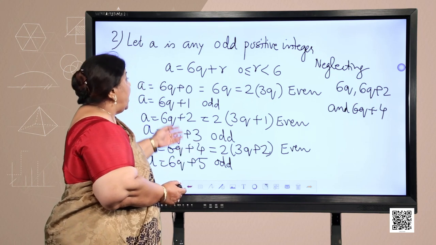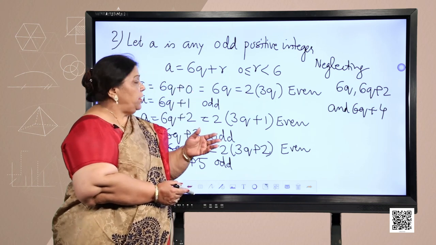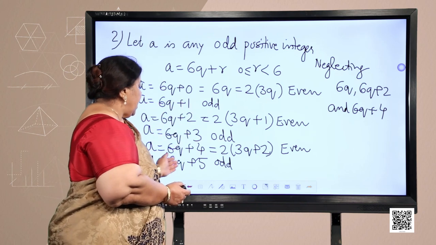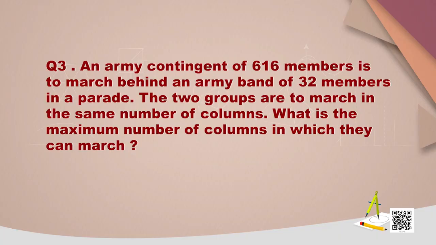Thus, we have shown that a being any odd positive integer, it can be expressed in the form 6q plus 1, 6q plus 3 and 6q plus 5. Hence proved. Let us look into the next question.